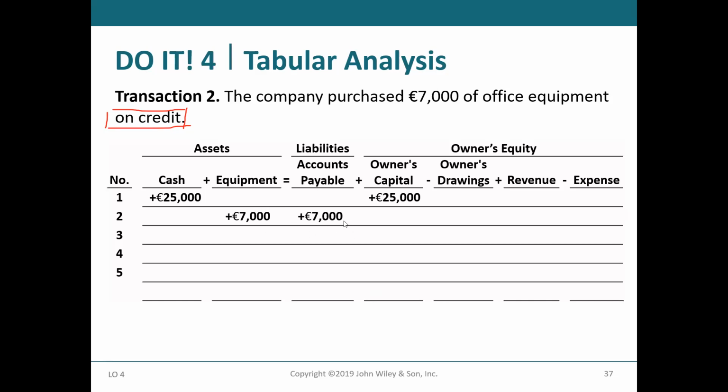Accounts payable increases. Why does accounts payable increase? Because we buy on credit, on account. It means that we owe them the money, 7,000. The company bought equipment, but they haven't paid the money yet. They owe the money to another company, 7,000. So our accounts payable will increase by 7,000.